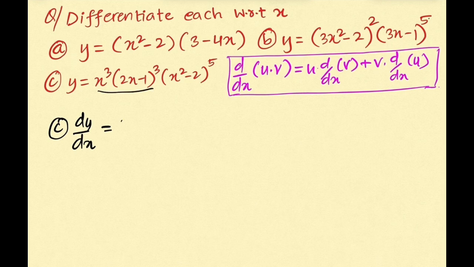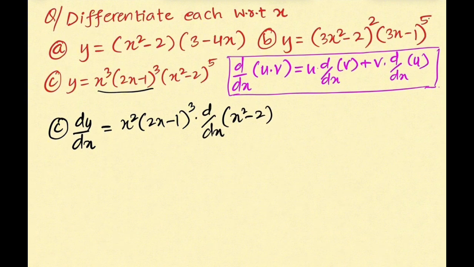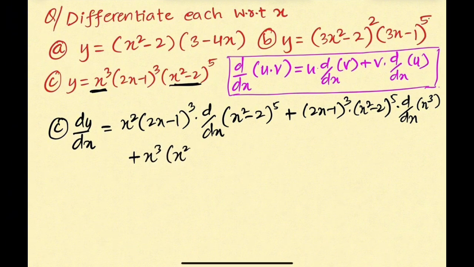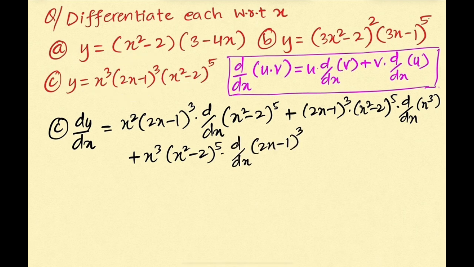first you keep these two factors same, that is x squared times 2x minus 1 whole cube, and then you differentiate the third factor, that is x square minus 2 raised to 5, plus now you keep these two factors same, that is 2x minus 1 whole cube times x square minus 2 raised to 5, and you differentiate this x cube, d over dx of x cube, plus now you keep these two factors same, that is x cube times x square minus 2 raised to 5, and then differentiate this one. So this is how you differentiate using the product rule of differentiation when you have three factors. Keep the two factors same, differentiate the third one, and do this again for the other factors.